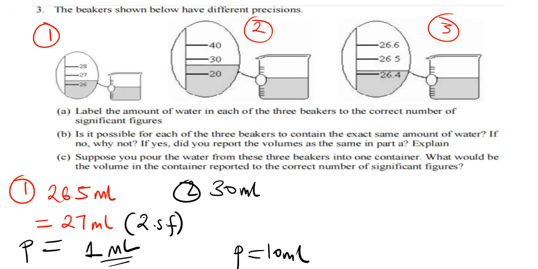Okay, now if that is 30 mL, the precision you said is around 10 mL. Okay, and that makes sense. Then in terms of significant figures, all of them have got one significant figure. So this one is 1, 1, 1. I'm just going to leave it the way it is.